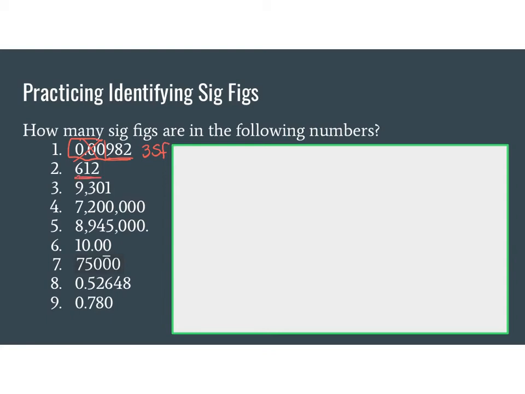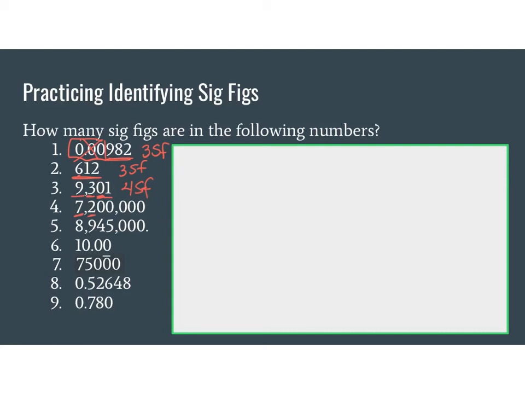Next one, 612. This one has 3 sig figs. The reason why that is because all 3 are non-zero digits. Number 3, when I look at this one, I know the 9, the 3, and the 1 are all significant because they are non-zero digits. So then I need to decide on the 0. Is it significant? Well, yes it is. And the reason why that is, so we have 4 sig figs, is because this little guy is a sandwich 0.